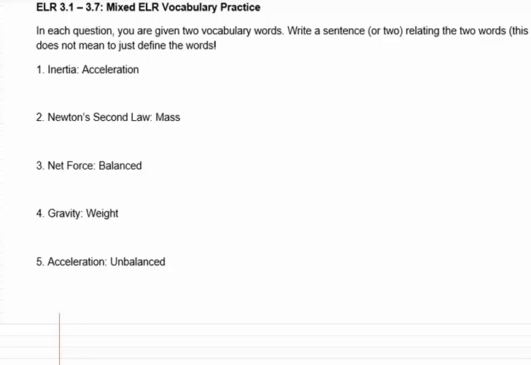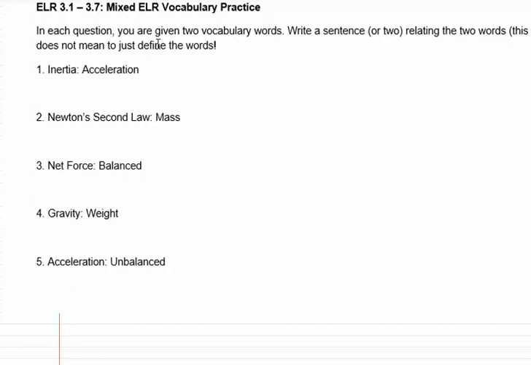These are the answers for ELR 3.1 and 3 through 3.7, mixed ELR vocabulary practice for the Unit 3 study guide. In this section, I'm giving you 5 different sets of vocabulary words, and your job is to describe what they have in common with each other, or how they're related with one another.